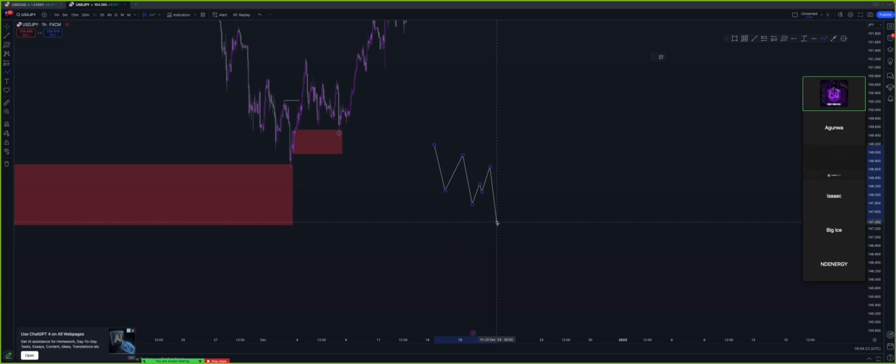It then breaks the second structure low. That is another break of structure. It then shifts again, which is a pullback to the higher time to anticipate the continuation to the downside. It then breaks another structure. So now let's say the market is oversold in this case, and at this point it traded into a demand. This is a demand zone.